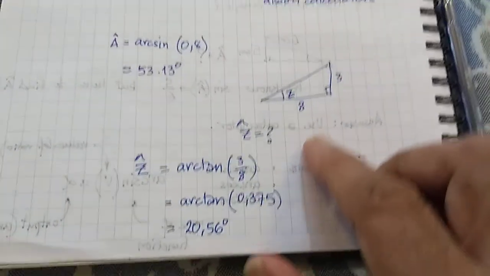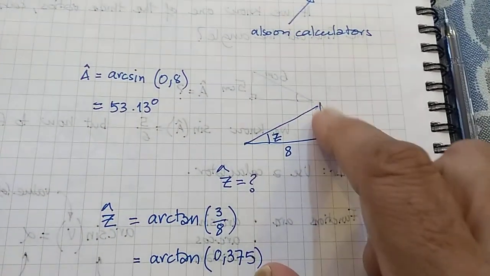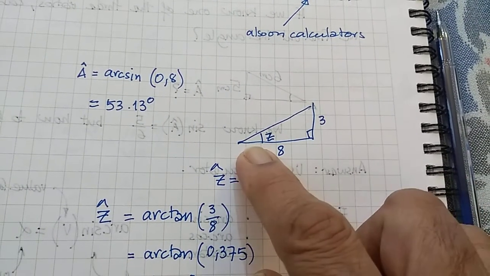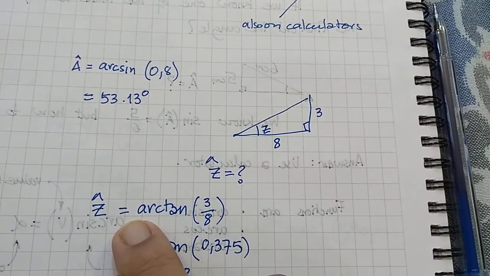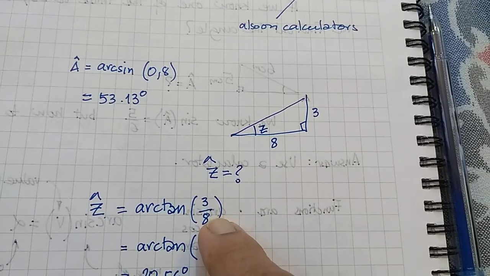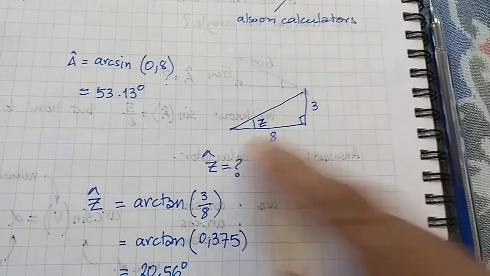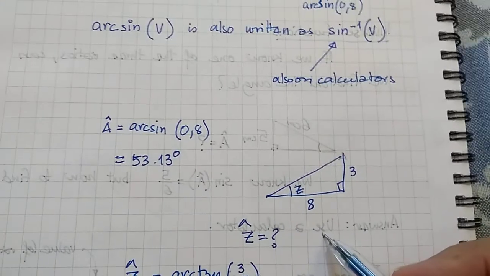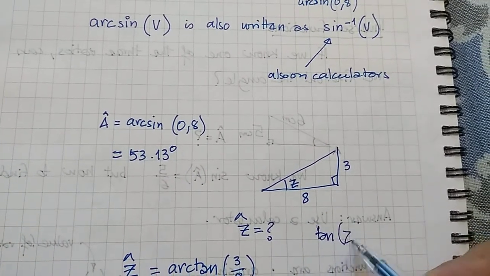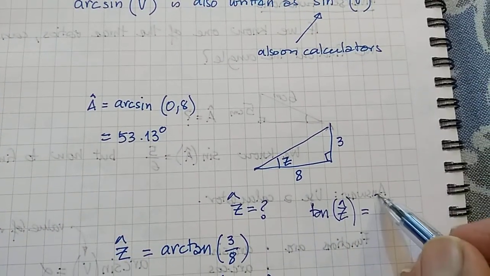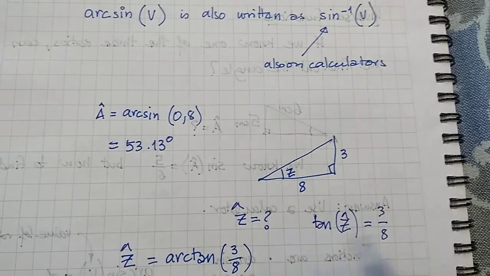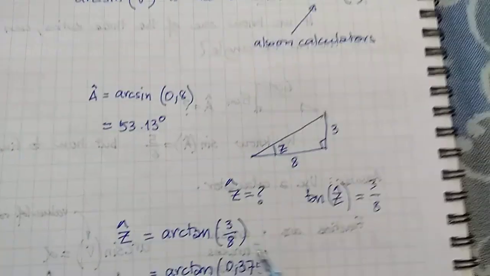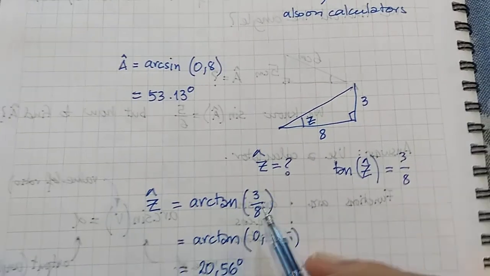Okay, so let's take an example here. We have a right triangle, 3 units here, 8 units there. What is z? If I write it down, tan of z is equal to 3 over 8. So arctan of 3 over 8 will give us z. So z is equal to arctan of 3 over 8.